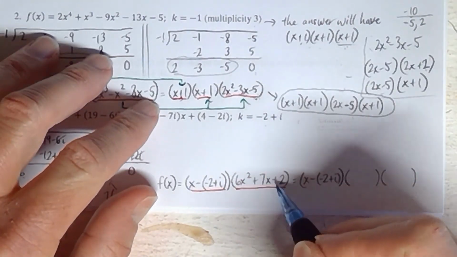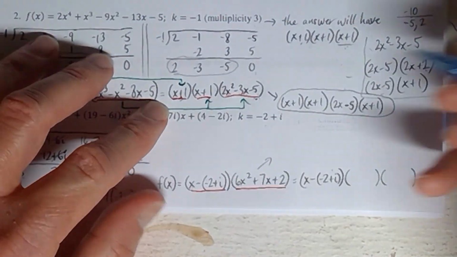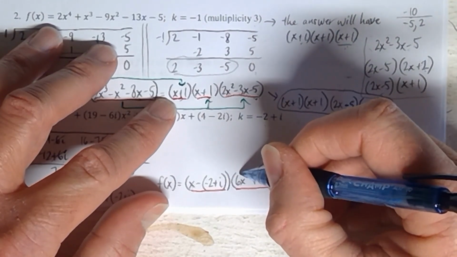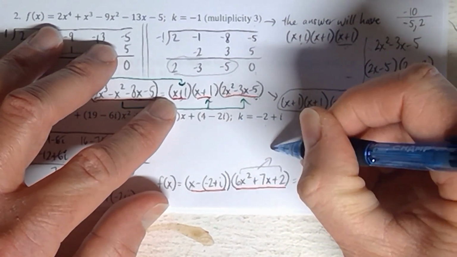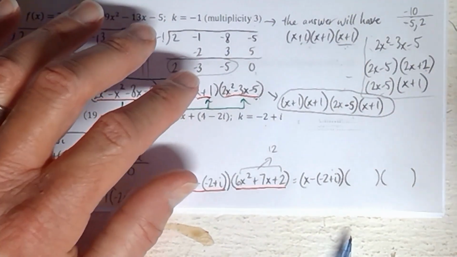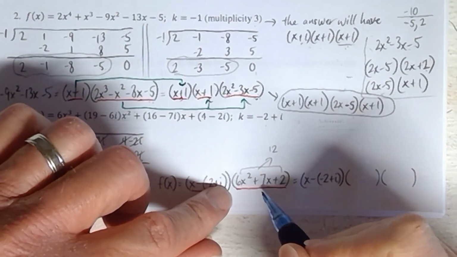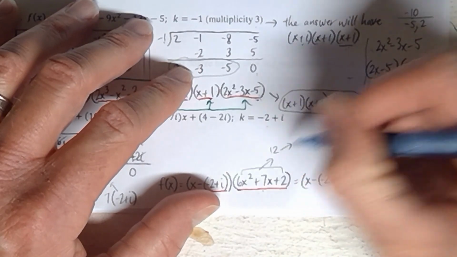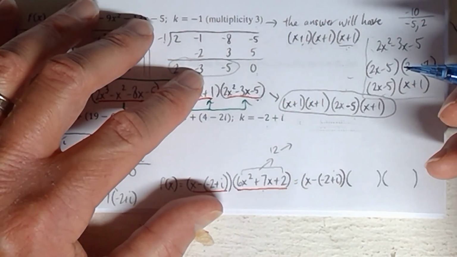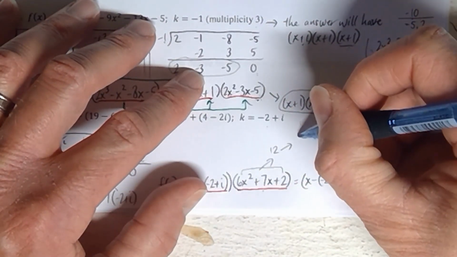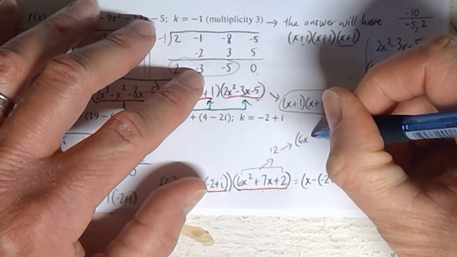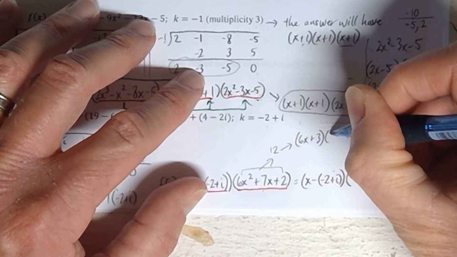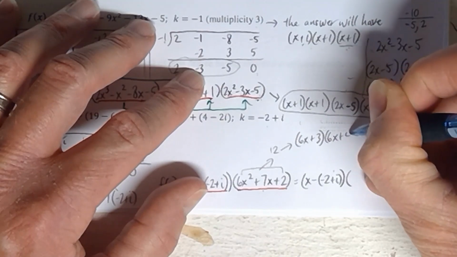This again looks like the Berry method. It says here that 6 times 2 is 12. What two factors of 12 would then add up to 7? They would be 3 and 4, wouldn't they? So I'm going to get 6x plus 3 and 6x plus 4.